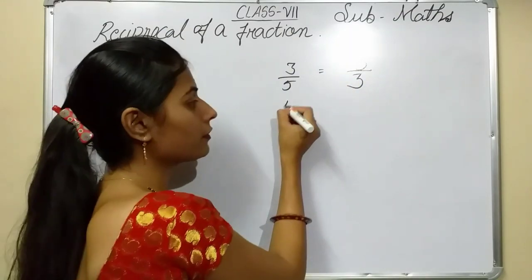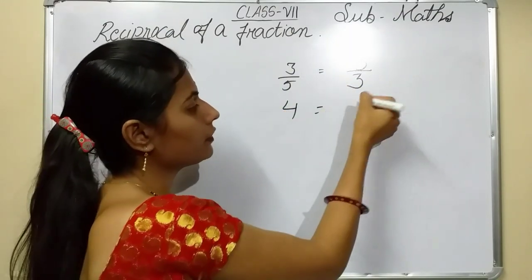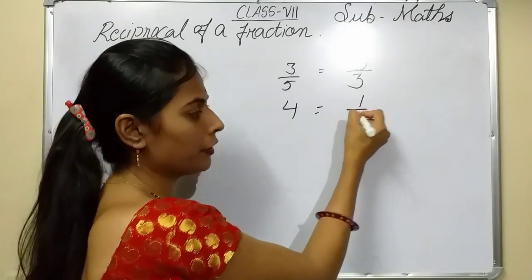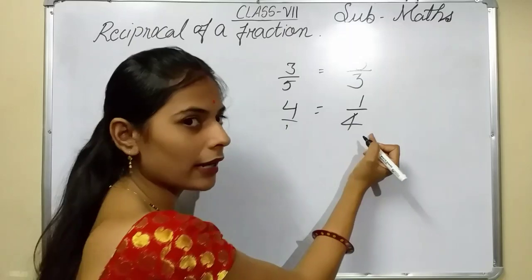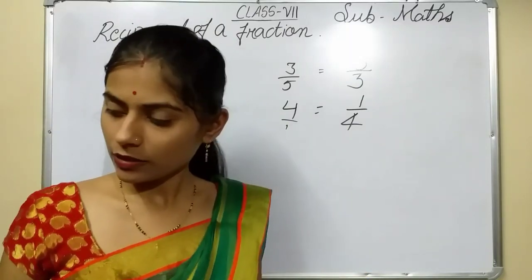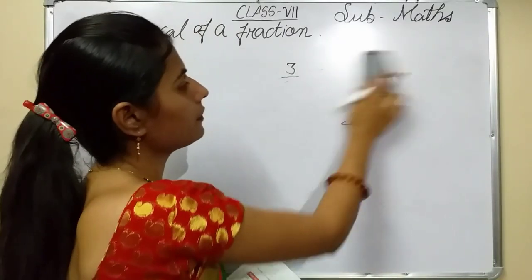If it is given 4, then it will become 1/4. 4 means 4/1, so it will become 1/4. Now we will do some examples.